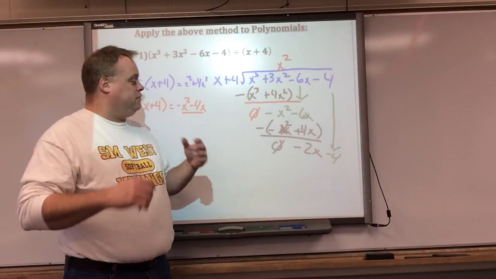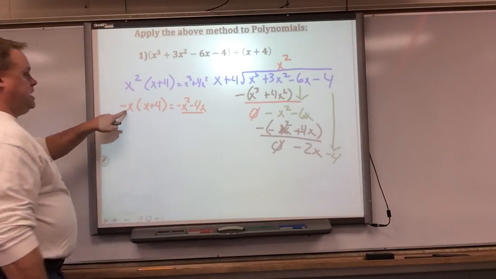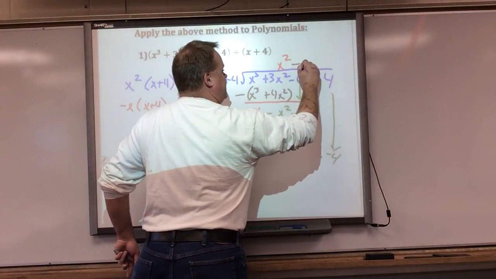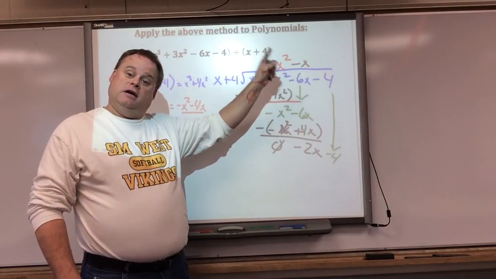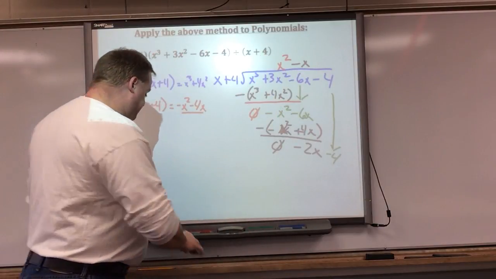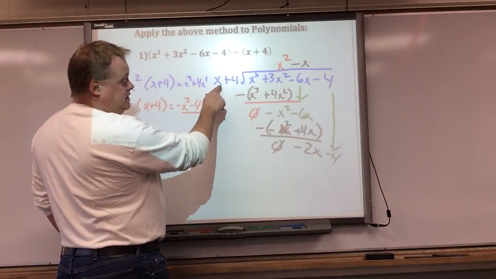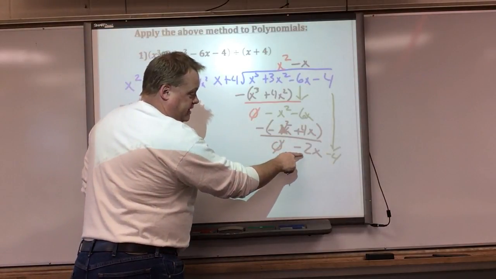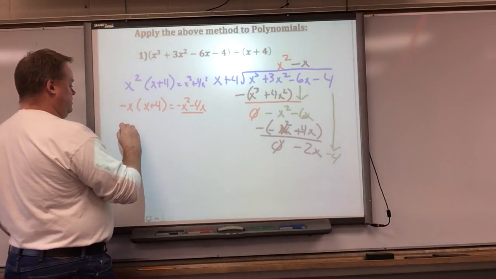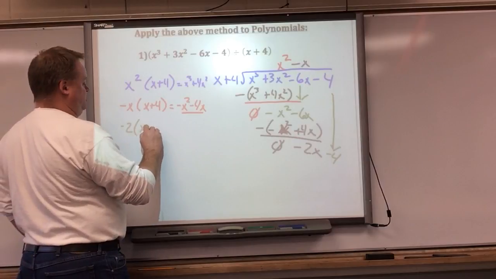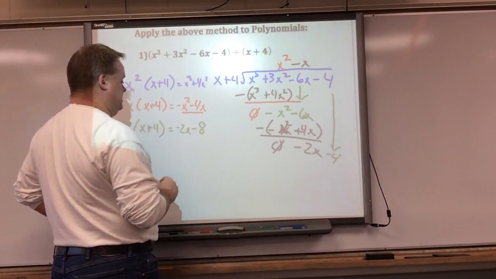Now ask myself, what do I... Oh, one thing I forgot. Up top, I need to go ahead and write my negative x that I multiplied by, right? My negative x, I need to make sure I put it up there, okay? Don't forget that. I almost just did. All right. So, what do I have to multiply this x by to make it look like negative 2x? Well, that should be pretty easy. It's a negative 2, right? So, negative 2 times x plus 4. Well, that should be a negative 2x minus 8.